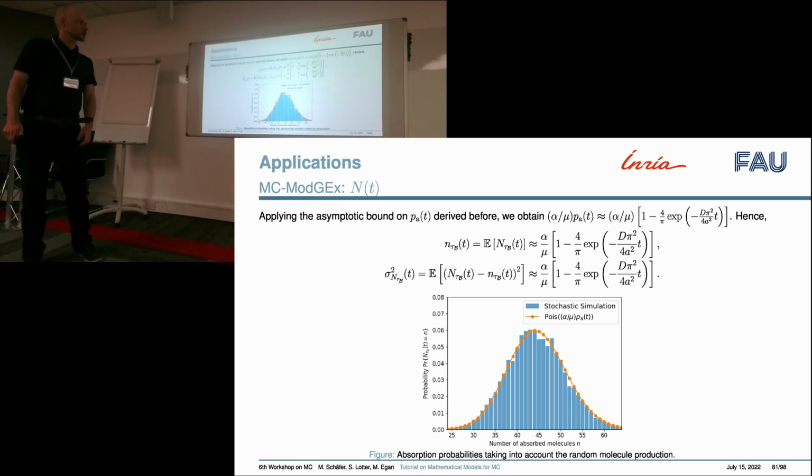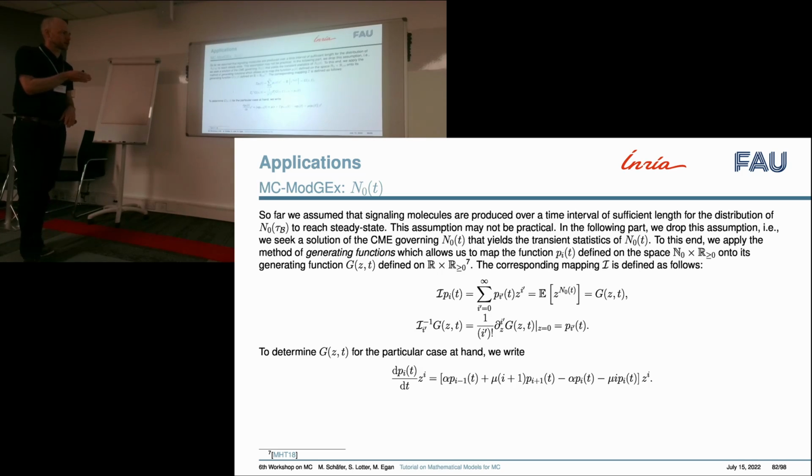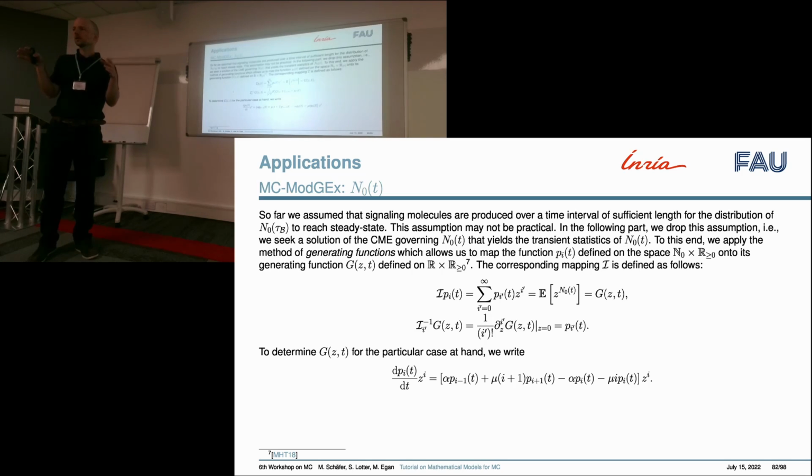So in order to answer this question, what we should have is a transient model for the probability distribution of produced signaling molecules at the bacteria cell, right? And it turns out that for a linear model, like the one that we have here, we can derive such a model by means of the method of generating functions. So I guess I won't go into detail here. Let's just say that we can transform the chemical master equation that we have into some other domain, which is the domain of the generating functions.